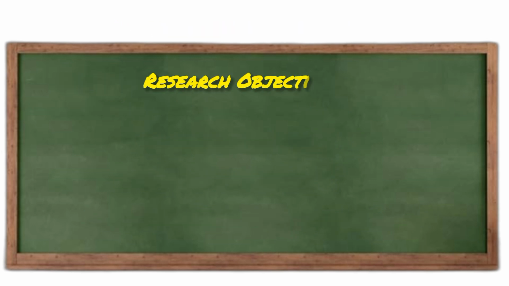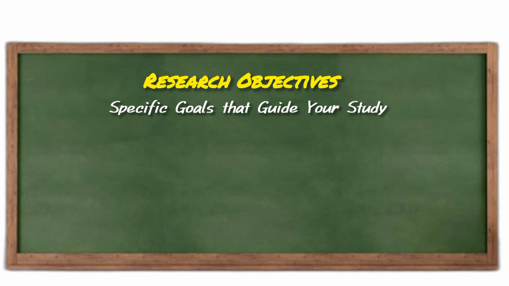So now, what are research objectives? Research objectives are specific goals that guide your study. They tell us what exactly you want to achieve at the end of your research. So they are important because they give direction to your study. They help in designing the methodology. It also helps us know what your study will cover and what it will not cover. So think of it like a roadmap. If your research is a journey, then objectives are directions that guide you until you reach your destination.